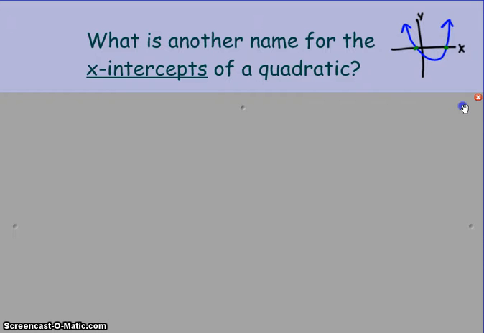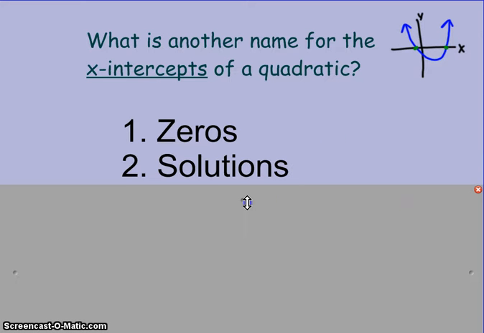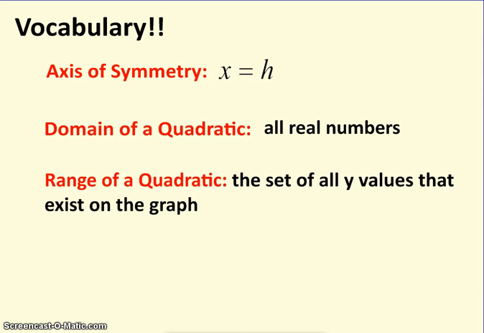However, there are several other names. The first of those names is a zero. And the reason we call it a zero is because at this value, y is 0. We also call them solutions and roots as well. So notice that I could actually call this by any of 4 names. I could say, what are the solutions to this parabola? What are the x-intercepts? What are the zeros? What are the roots? You need to be prepared to tell me this answer regardless of what terminology I use.